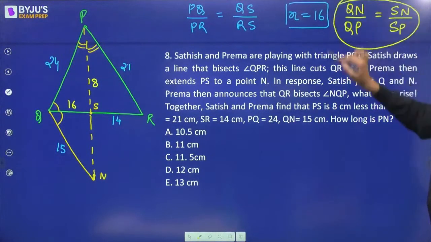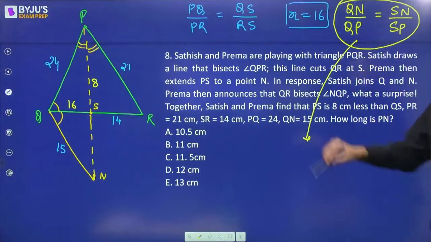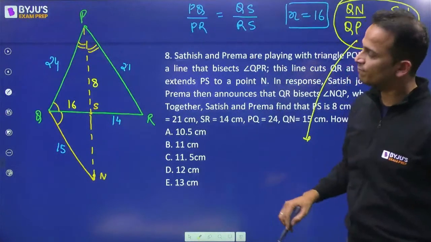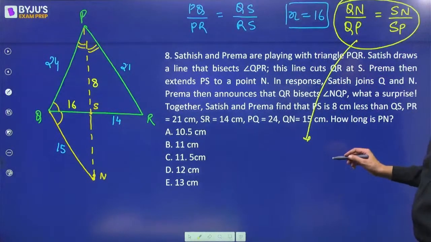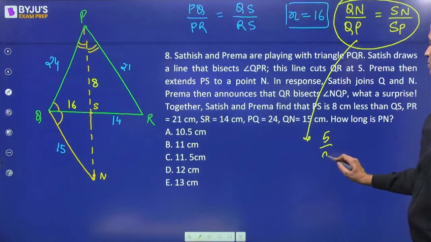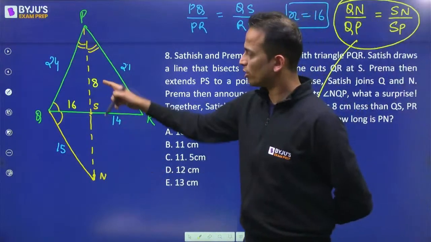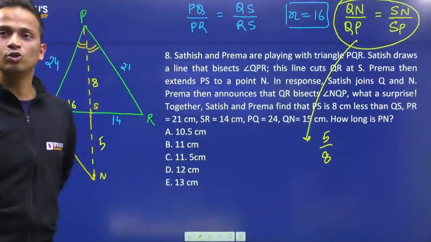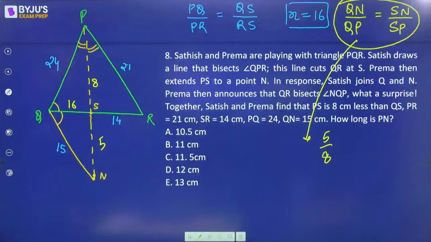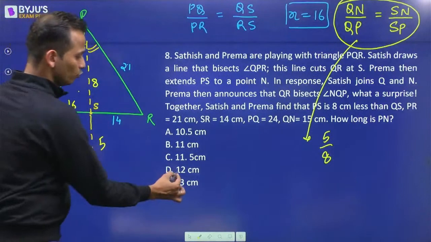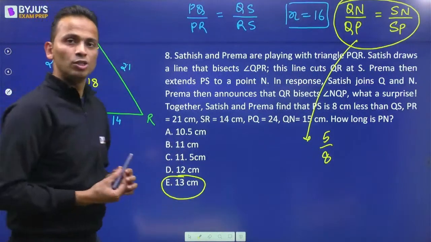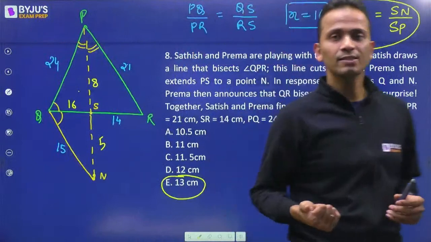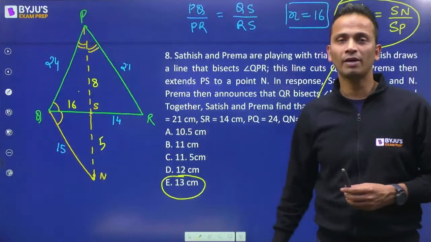Right? So using this, QN upon QP is 15 upon 24. That is 5 by 8. Okay. This is already 8, so this will become 5. So NS will be equal to 5. Okay. अब calculate क्या करना है? We have to find out the value of PN. So 8 plus 5, 13 will be the length of PN. So दो बार angle bisector theorem use हुआ and I have got my answer.